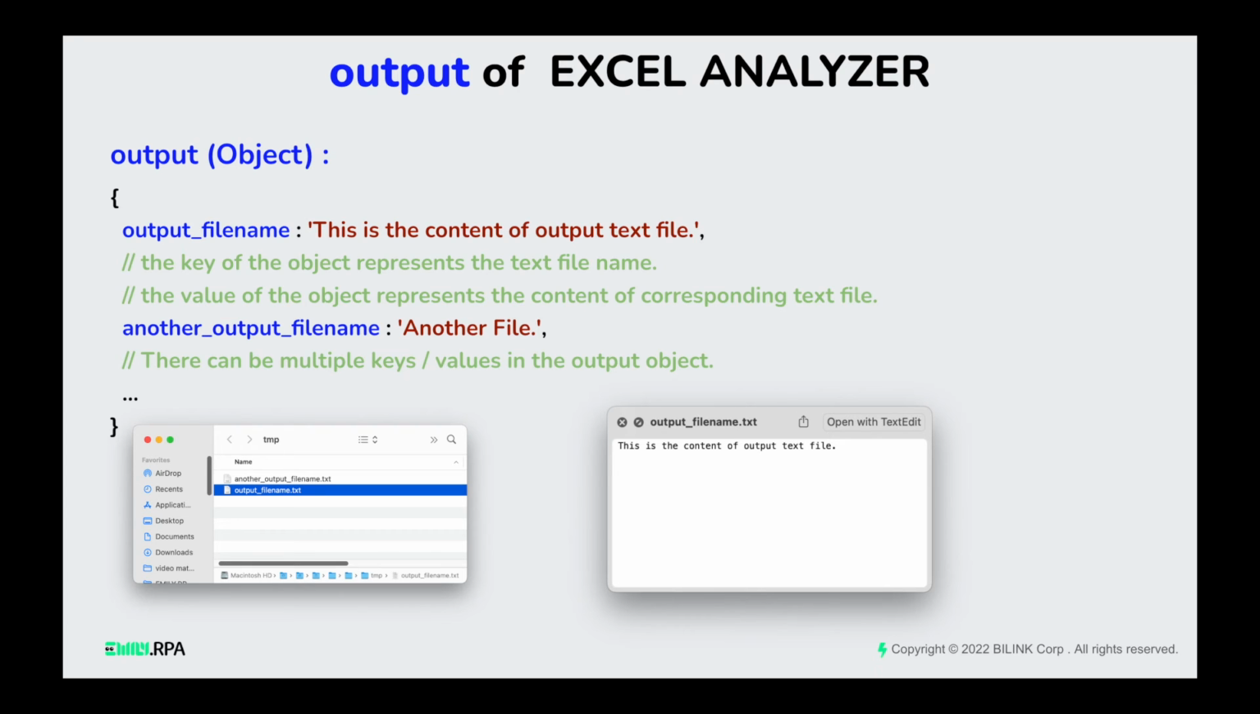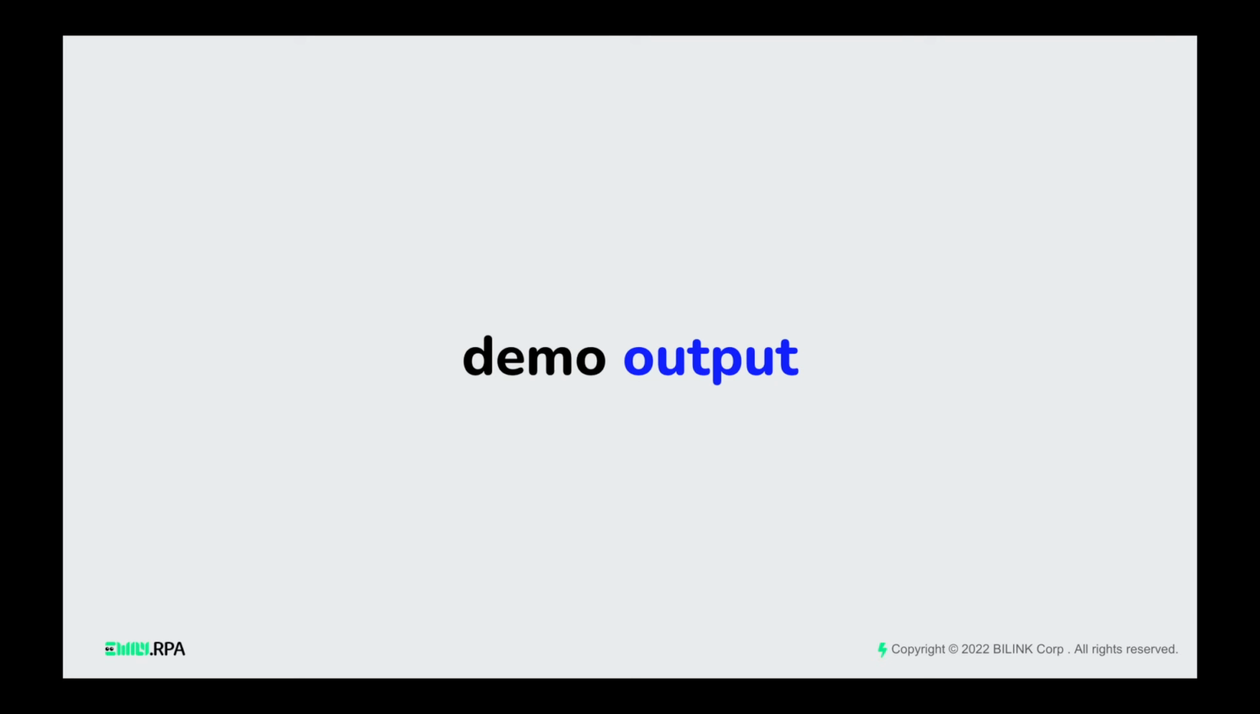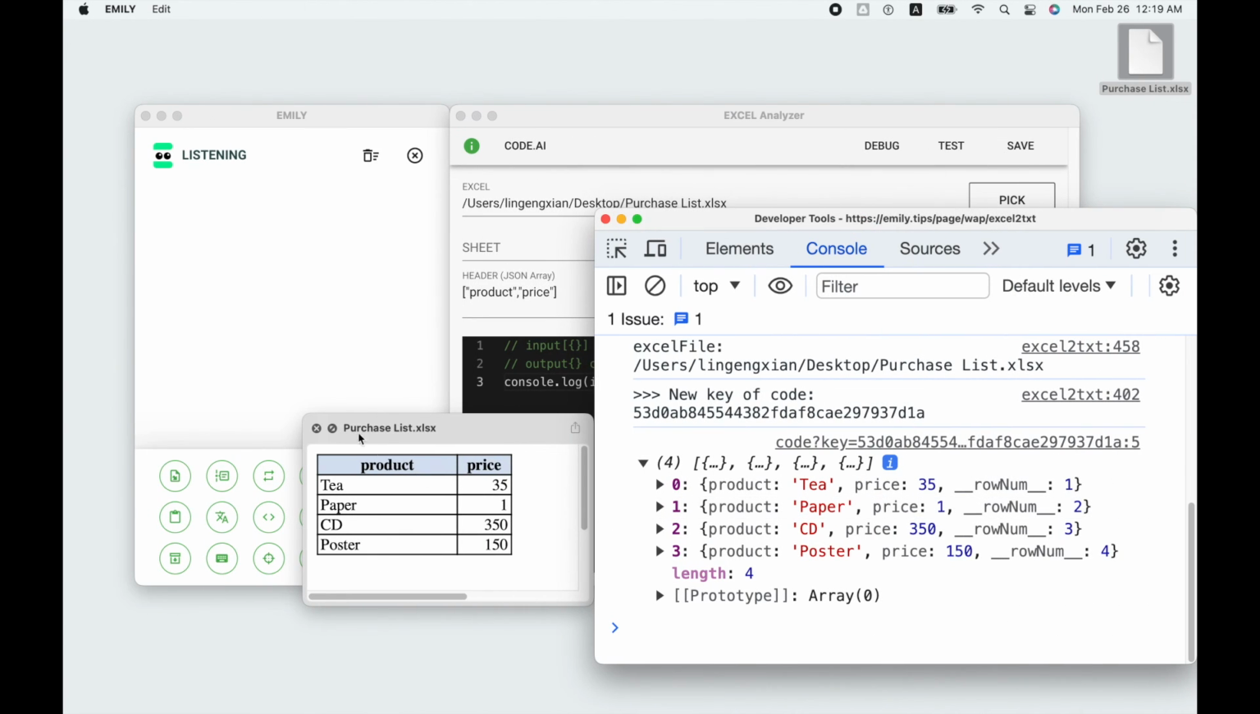Next, we will actually write the code to organize the specific information in the Excel file into text files. There are two goals for the next step. The first goal is to sum up the prices of all the products in the Excel table and output the sum as a text file called total.txt. The second goal is to calculate the average price of all products and output the average price as a text file called average.txt. Back to the Excel Analyzer module.